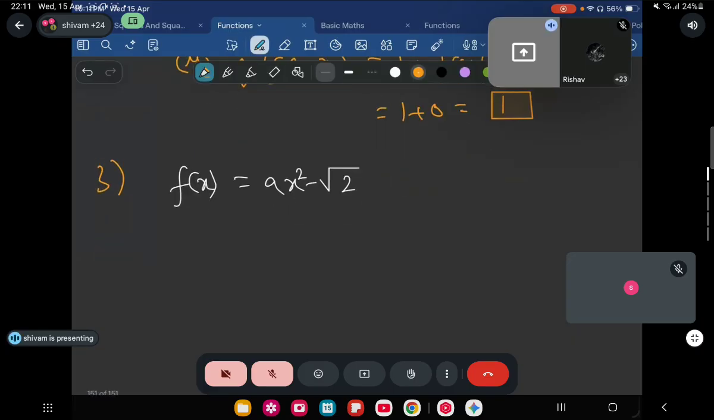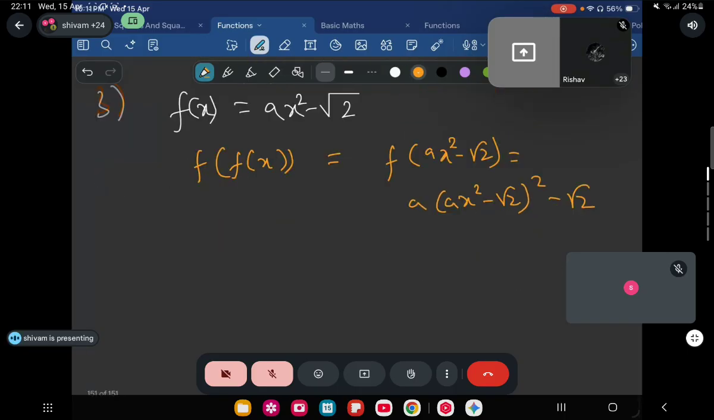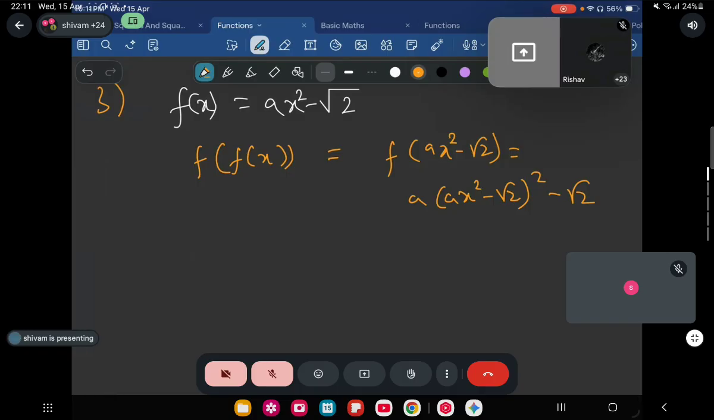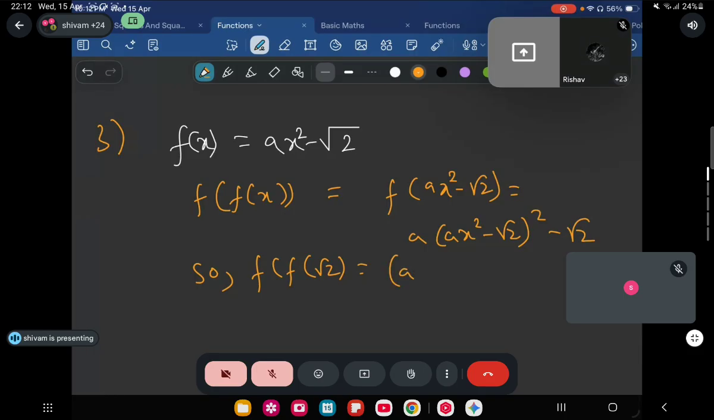Okay, it's f of f of root 2. So what is f of f of x? It will be equal to f of a x square minus root 2, which is equal to a into a x square minus root 2 whole square minus root 2. Okay. This is f of f of x. So f of f of root 2 will be equal to a into a root 2 square, that is 2a, minus root 2 whole square minus root 2 equal to root 2.